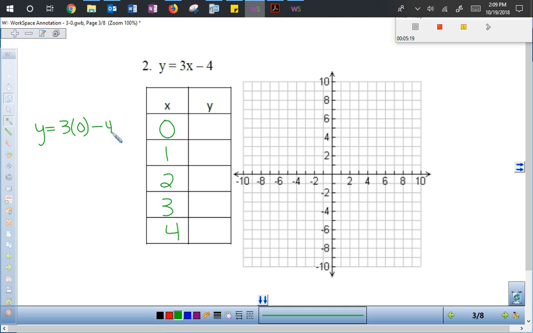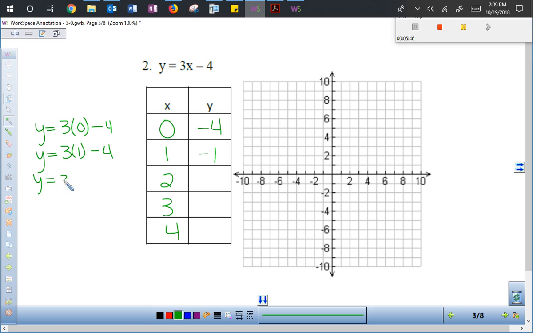Now again, you can put that into your calculator, but let's do that in our head. 3 times 0 is 0, minus 4 is negative 4. Next, we want to substitute in 1. 3 times 1 minus 4. 3 times 1 is 3, minus 4 is negative 1.